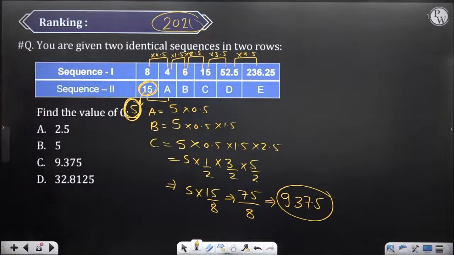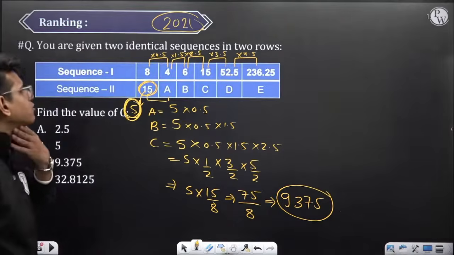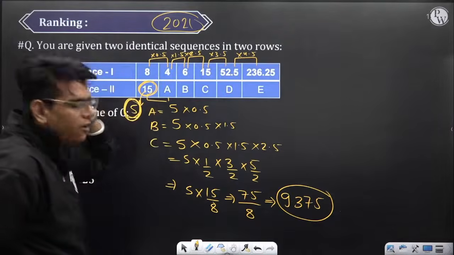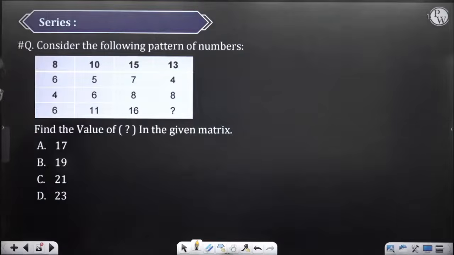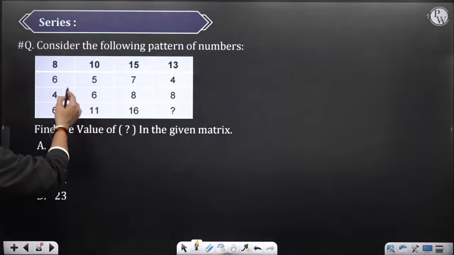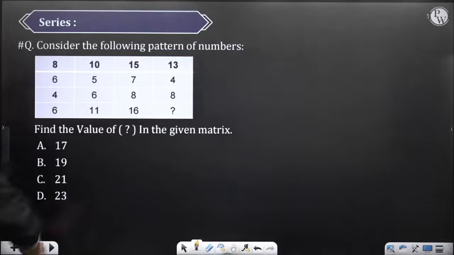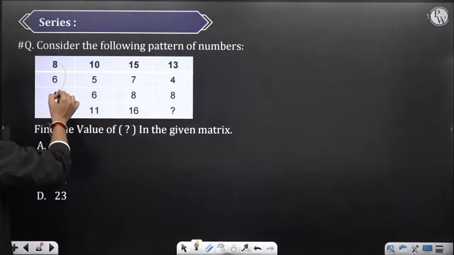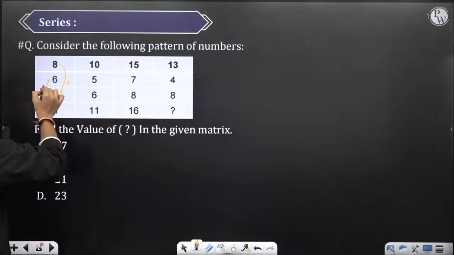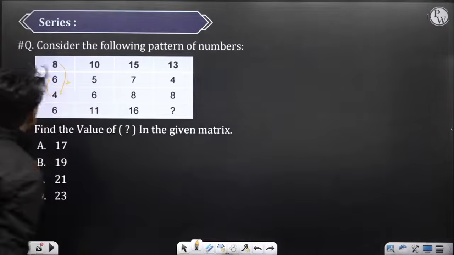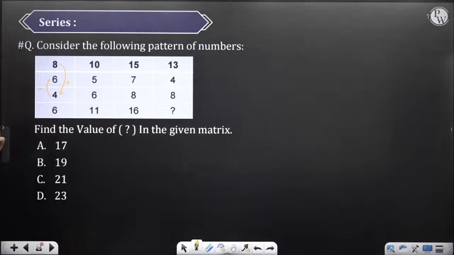So in this case, both the sequences were identical, so we followed the same pattern followed in the first sequence. Now let's try and solve this. Consider the following pattern of numbers. This is the pattern of numbers given to us. Find the value of the question mark in the given matrix. So how to get 6? This is 8 plus 6, 14 plus 4, 18. We can't get 6. But if we do this, plus 8 plus 4 minus 6 is 6.